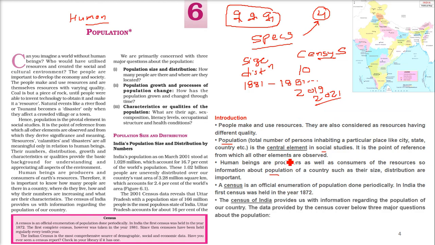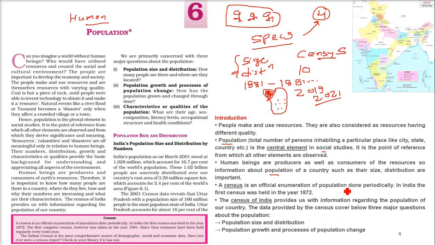So what does this census provide us? As I said, first of all, it gives the information about the people, the population of the country. There are certain questions this census is able to answer, because census is all about getting the data. So the first thing is population size and distribution. We'll talk about this in detail, but just to have an idea of the size of a particular region and how it is being distributed. Some places you will find a lot of population, some places the population is less, but the addition of these will be the total population. Then the population growth and the process of population change.